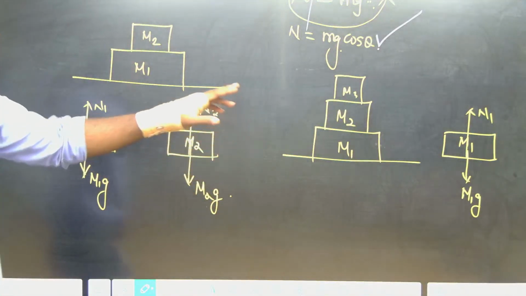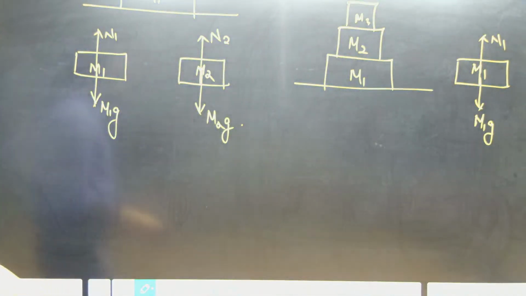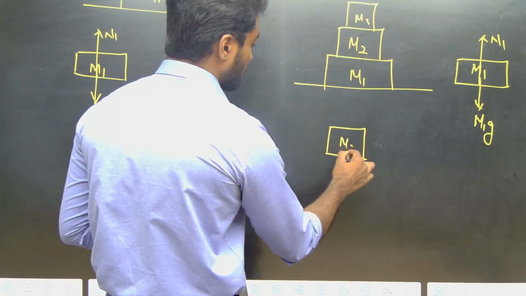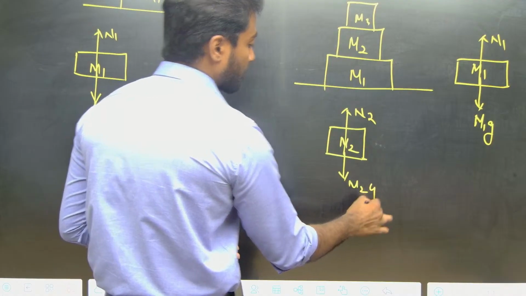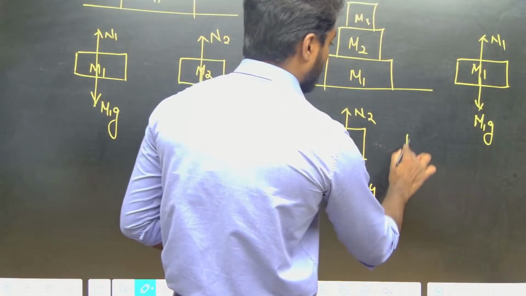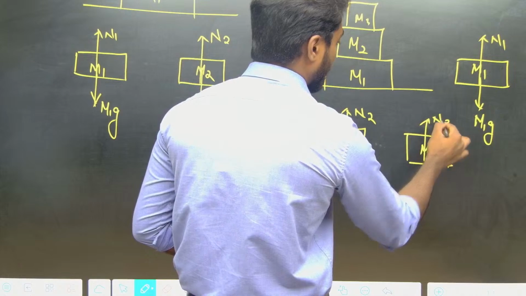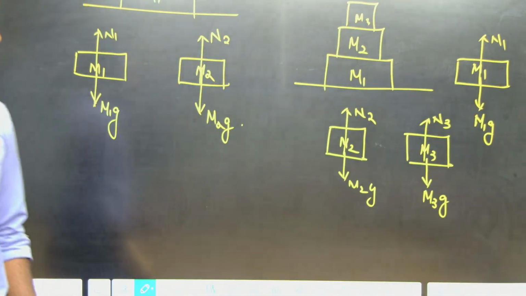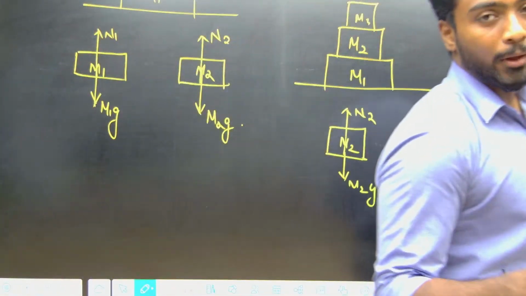Similarly m2 also will be having a normal force, and m3 also will be having a normal force as well as the weight. So for m2, this is my n2 and this is my m2g, got it, fine. And what about m3? So normal force will be there n3 and this is m3g, the weight. Now slowly we are building the concept how to club everything, okay.